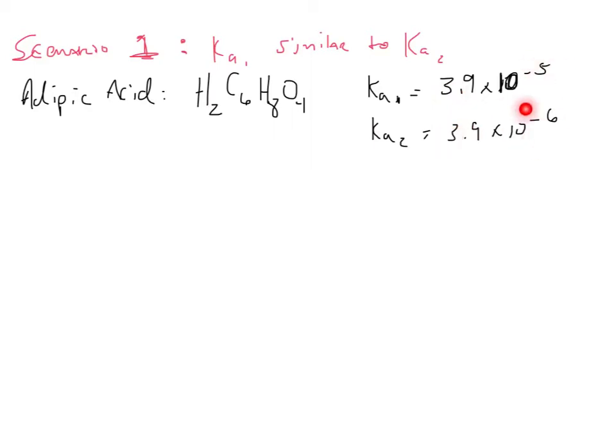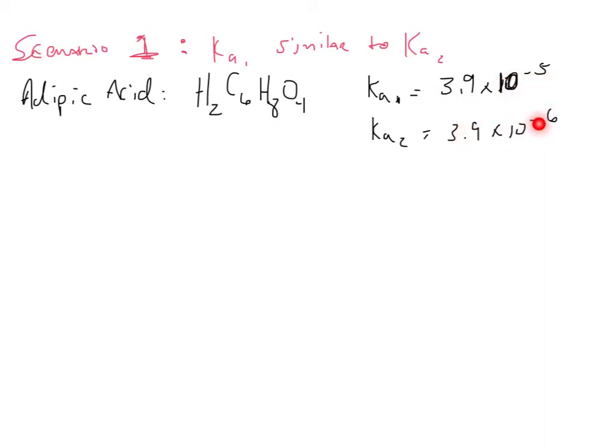Really what I'm looking at to see if Ka1 is similar to Ka2 is these power of 10 values. So this is a -5 and -6, and the exponents here are roughly close to each other, so I'm going to say that Ka1 is similar to Ka2. It doesn't have anything to do with the numbers in the front, the root number. It's really just looking at these powers of 10 to determine if they're similar or not.